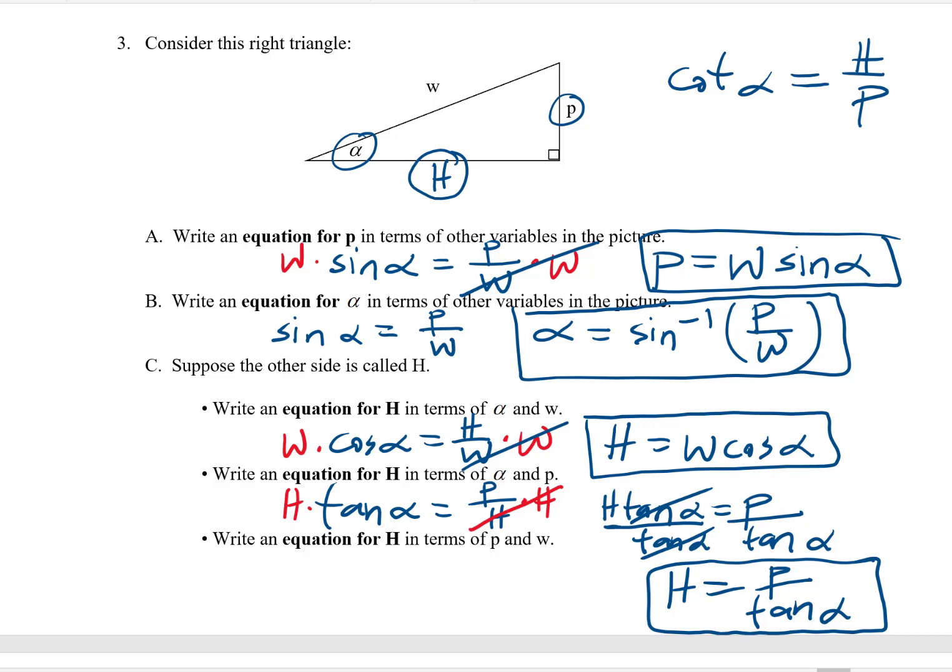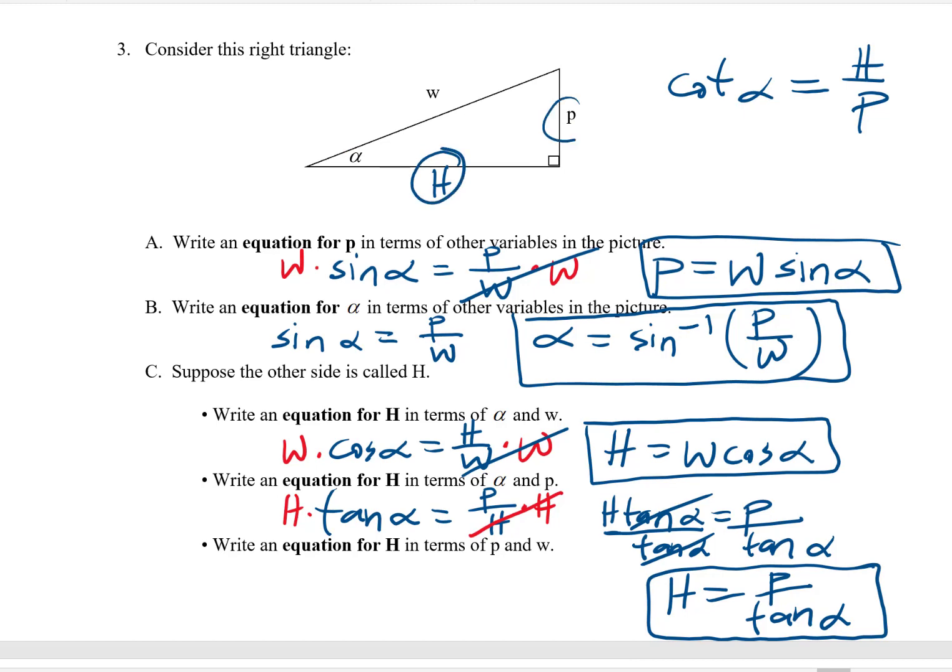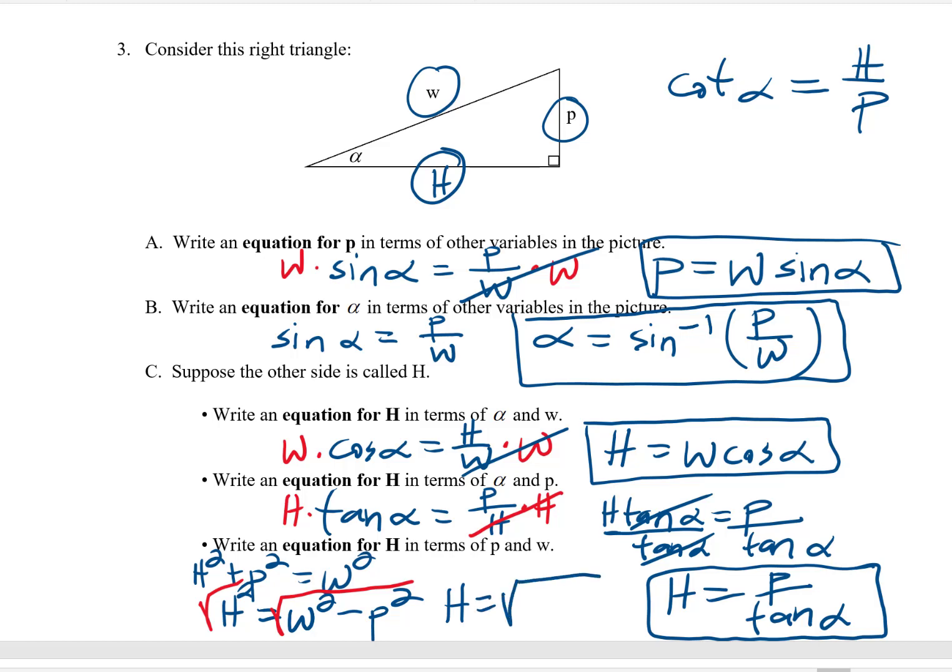Lastly, an equation for H in terms of P and W. So now I don't want to use the angle at all. I only want H, P, and W. Well, the equation that links those up would be the Pythagorean theorem. I would have H squared plus P squared equals W squared. And I just want to solve this for H. So I'll move the P squared to the other side and then just square root each side, and I have what I want. Final answer here would be H equals square root of W squared minus P squared. And there is no way to simplify that any further.